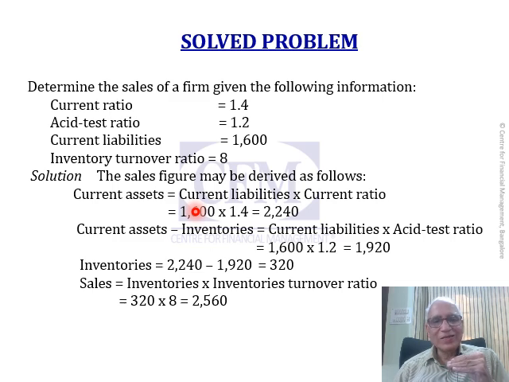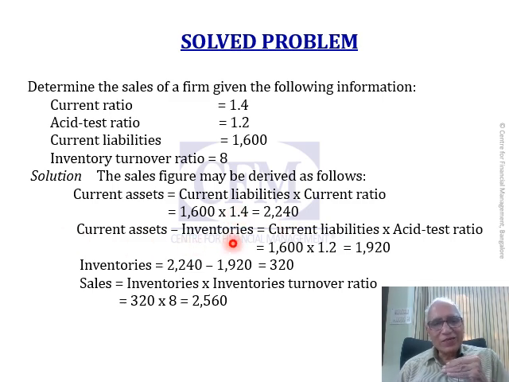Current assets are equal to current liabilities times current ratio. Remember, current ratio is current assets divided by current liabilities. So current assets can be obtained as a product of current liabilities and current ratio. In this case, 1600 multiplied by 1.4. So current assets are 2240.